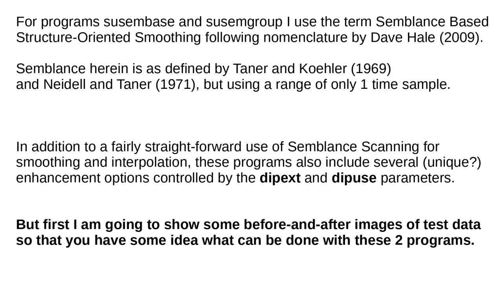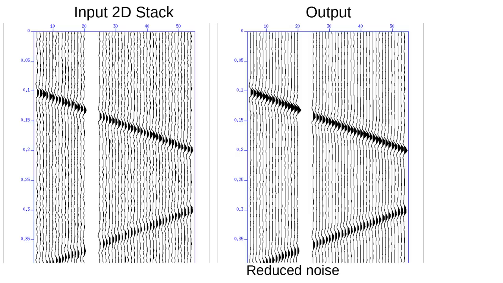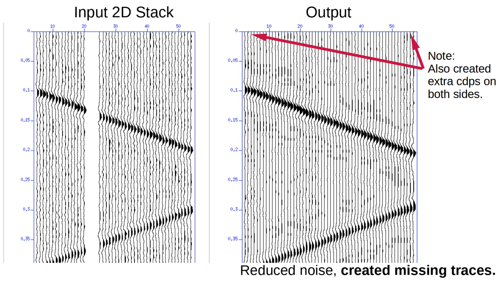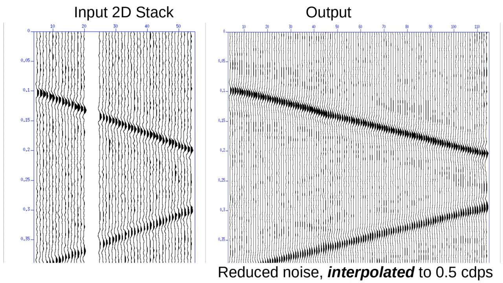Before getting into more details, I am going to show some test results so you can get some idea of what can be achieved using SU-SemBase or SU-SemGroup. Here is a test 2D CDP stack showing reduced noise. Here, the same test 2D CDP stack shows reduced noise and also creation of missing CDPs. The same test 2D CDP stack, but now the output is interpolated to half CDP locations.